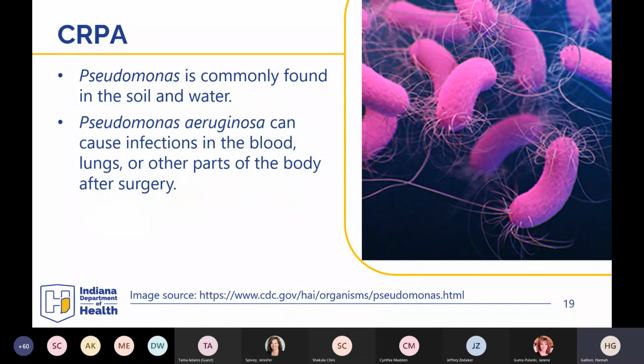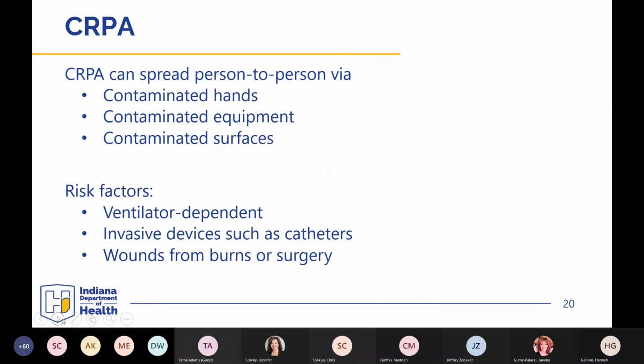Additionally, 2 to 3% of CRPA carry a mobile genetic element for the carbapenemase enzyme. This mobile element is called a plasmid and can be easily shared between bacteria. CRPA can easily spread person to person through contaminated hands, shared equipment, and contaminated surfaces.